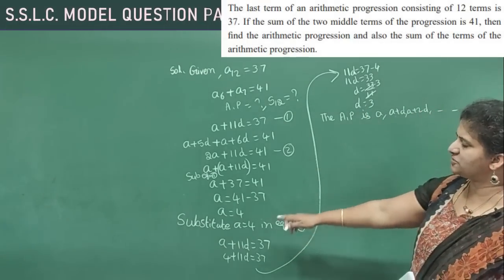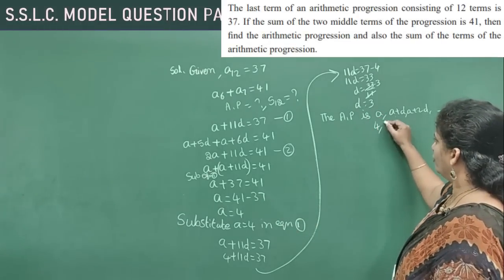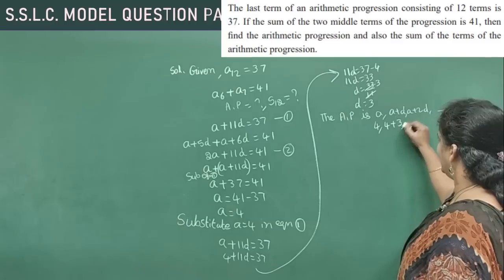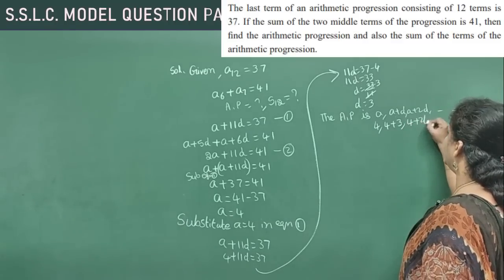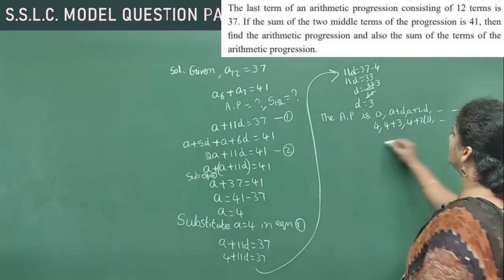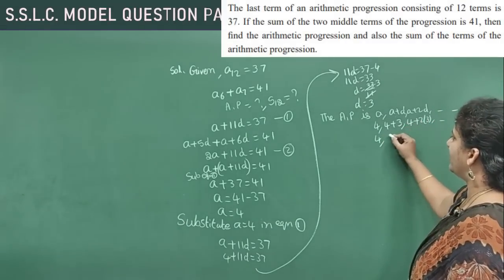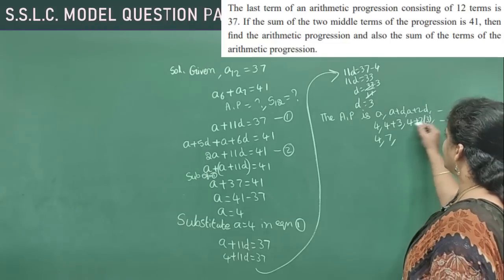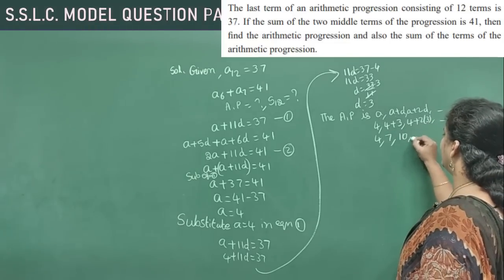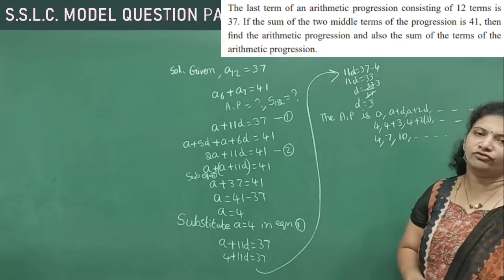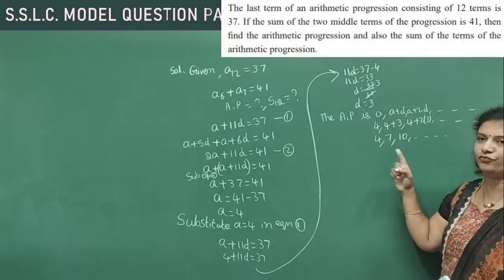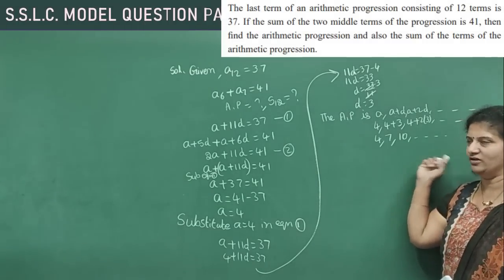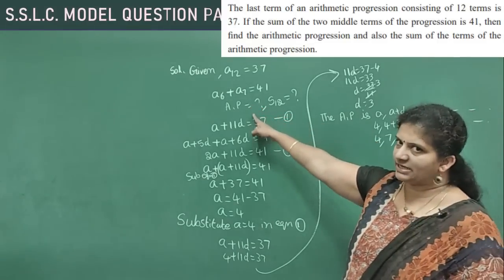So directly you can substitute a and d values. 4, 4 plus 3, 4 plus 2 into 3, and so on. 4, 4 plus 3 will be 7, then 7 plus 3 will be 10, and so on. Therefore, the arithmetic progression is 4, 7, 10, and so on. Half of the problem is completed.